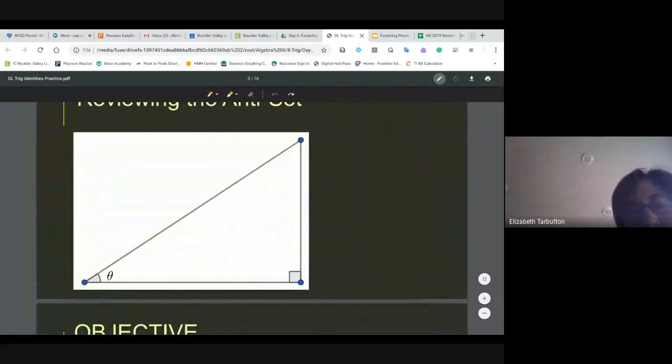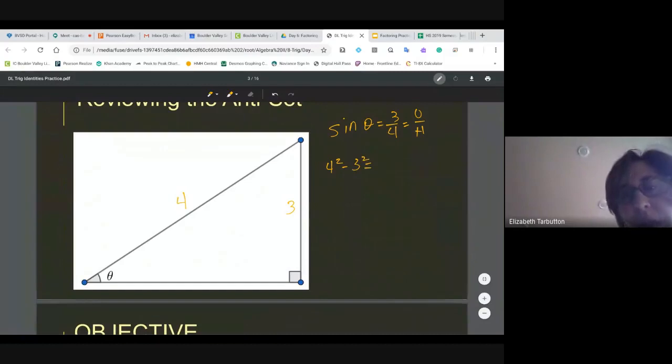So what we know is if the sine of theta is 3/4, then that means the opposite side is 3 and the hypotenuse is 4. So using the Pythagorean theorem, we can say 4 squared minus 3 squared equals a squared. So that's 16 minus 9 equals a squared. So the square root of 7 equals a. Okay, with that information, then we can go ahead and find all of the other trig values there as well.